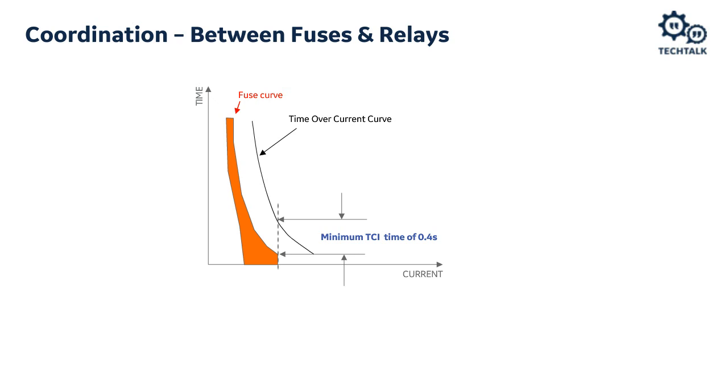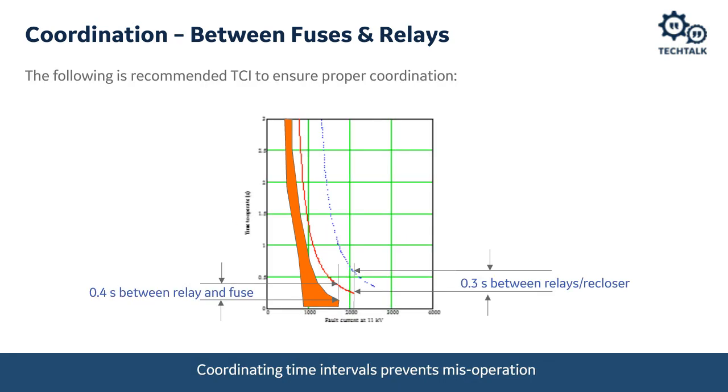So here's a typical curve. The red curve is a typical microprocessor-based relay. Orange curve is a fuse curve. And then the dotted blue curve is another microprocessor-based relay. And you can see here that between those two microprocessor-based relays, we're getting a 300 millisecond coordinating time interval versus the 400 millisecond coordinating time interval that we want between the microprocessor-based relay and the fuse.